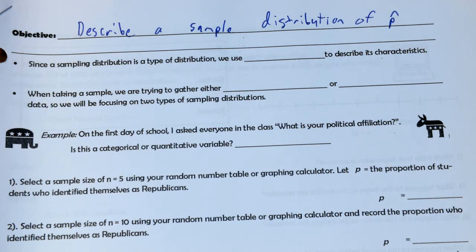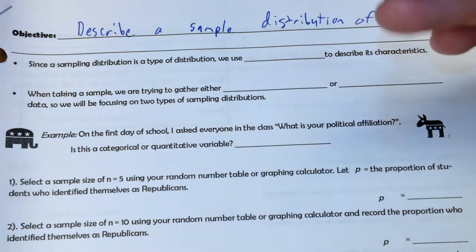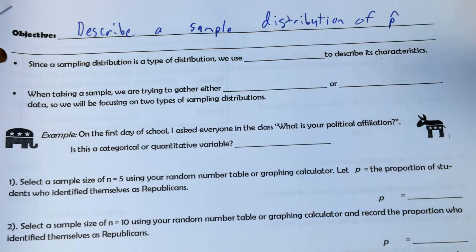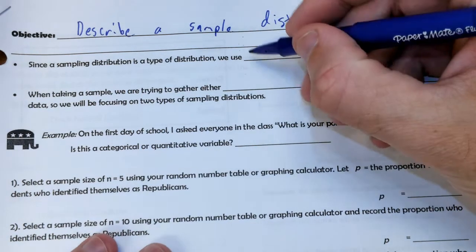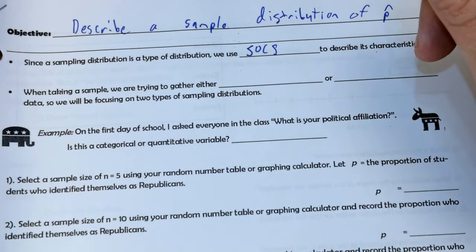So, for our second day here on sampling distributions, we're going to be talking about how to describe a sample distribution of p-hat. Kind of what we talked about when we left off from our last lesson. So, sampling distributions, again, are going to be a plot of every single sample statistic. So, proportions, means, medians, all of those are numeric values in a distribution that we create. And so we're going to use SOCs to describe them, and that's what we'll be looking at today.